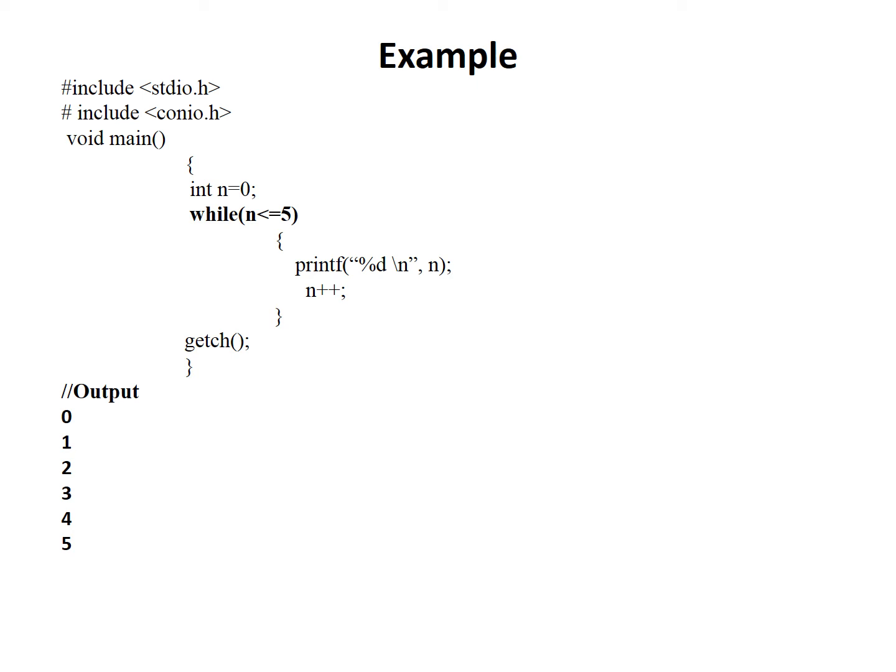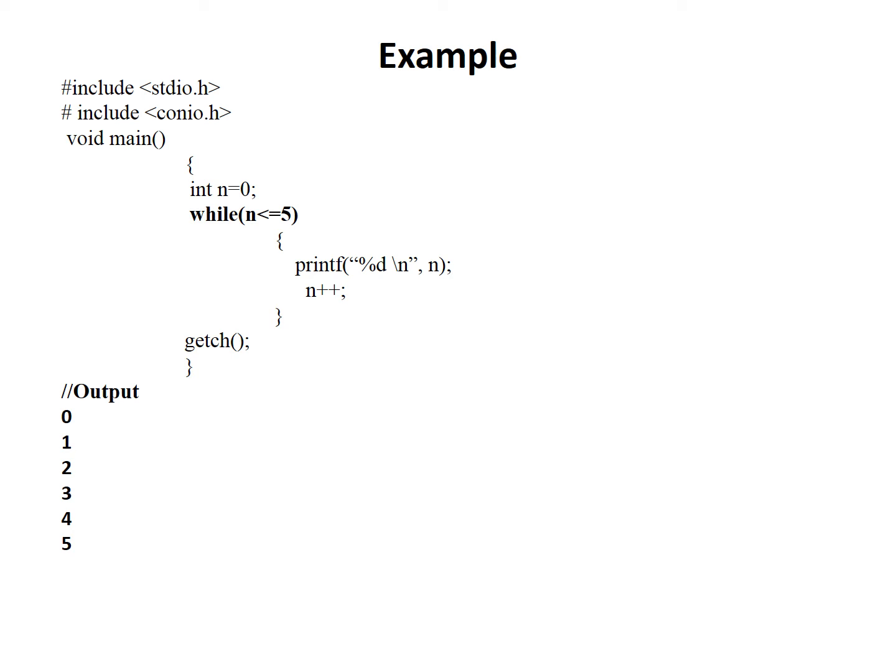Then we have written the keyword while. According to the syntax of the while loop, we have to put the condition in round brackets. Here I have put the condition that n should be less than or equal to 5. That means the value of the variable n is going to be checked against 5. If this condition is true, then what we have to carry out, I have written in the loop body in a pair of curly brackets.